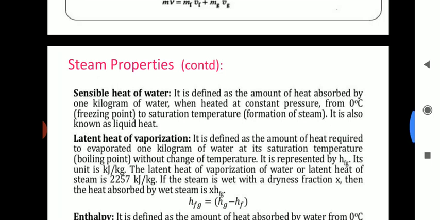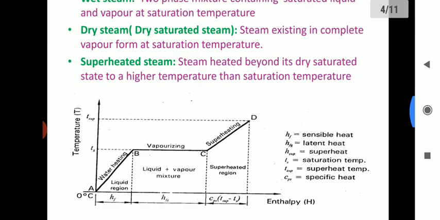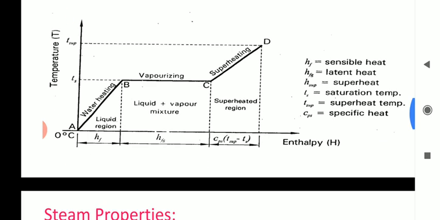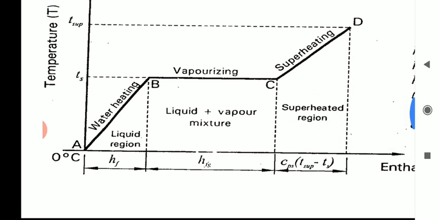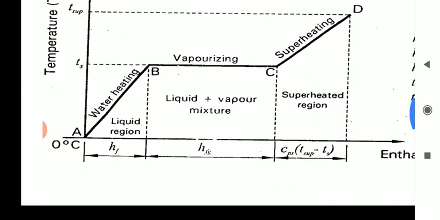So that means if you see the TH diagram, here from A to B, water is heated from 0 degree Celsius to point B, that is the saturation temperature under that pressure, so that is Ts. Whatever the heat which is added from A to B, that is called as sensible heat.